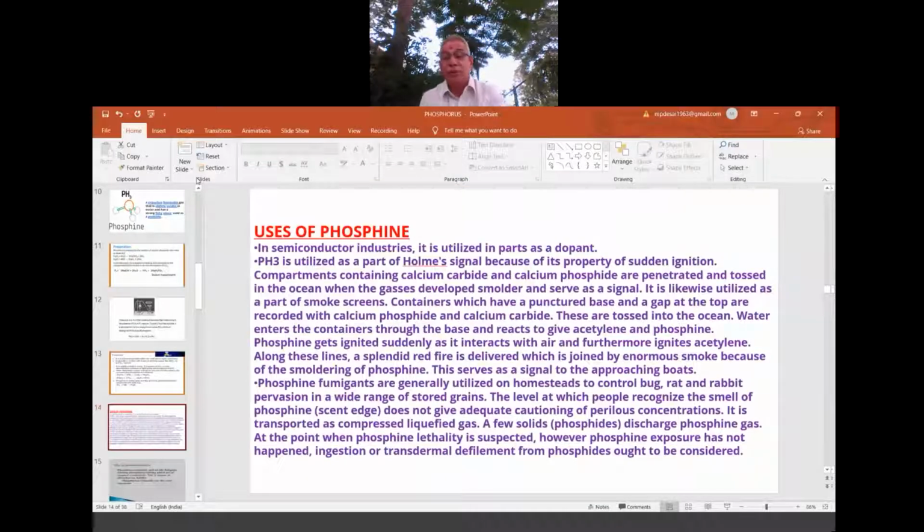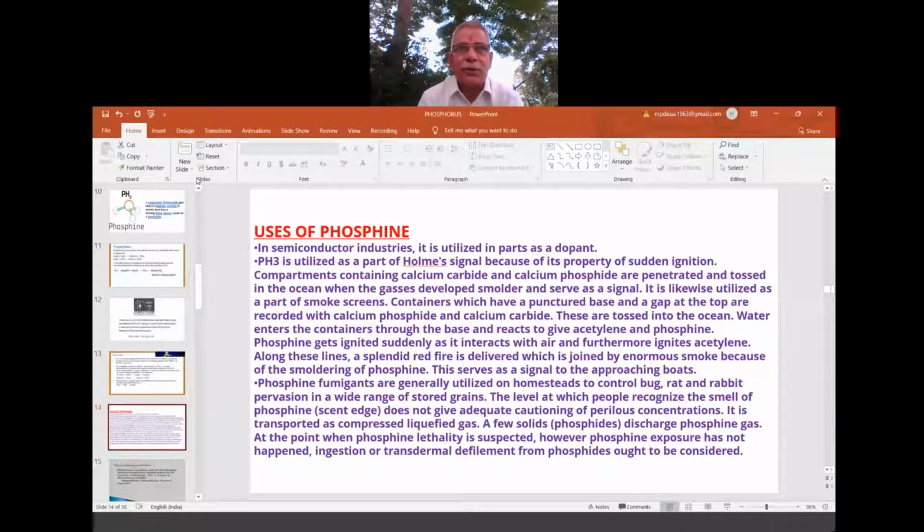Now the list is very big regarding the applications or uses of phosphine, but one or two important ones we have to concentrate on. One is that it is used as a dopant. A dopant is used to enhance the electrical conductivity. In physics we learn this under the semiconductor chapter, where the mobility of electrons matters, with the 15th group.